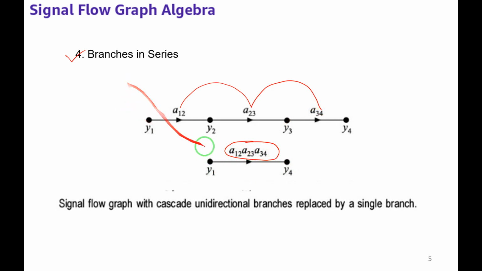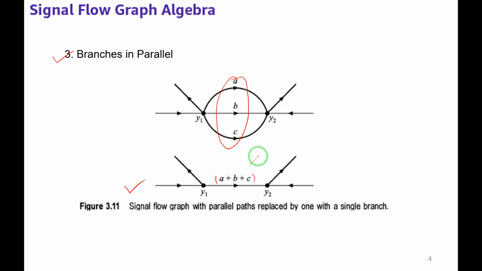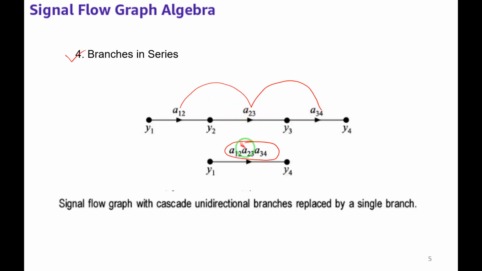Whenever the branches are in series, multiply the gains and replace them with a single branch. Whenever the branches are in parallel, add or subtract the gains based on the sign there. If it is addition, add it. If it is minus, subtract it, right? So add the gains whenever the branches are in parallel, and multiply the gains whenever the branches are in series. I hope you came to know this, right?